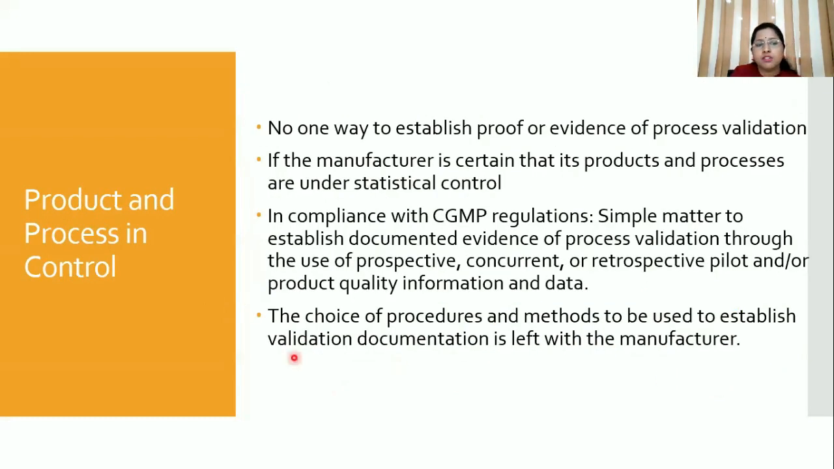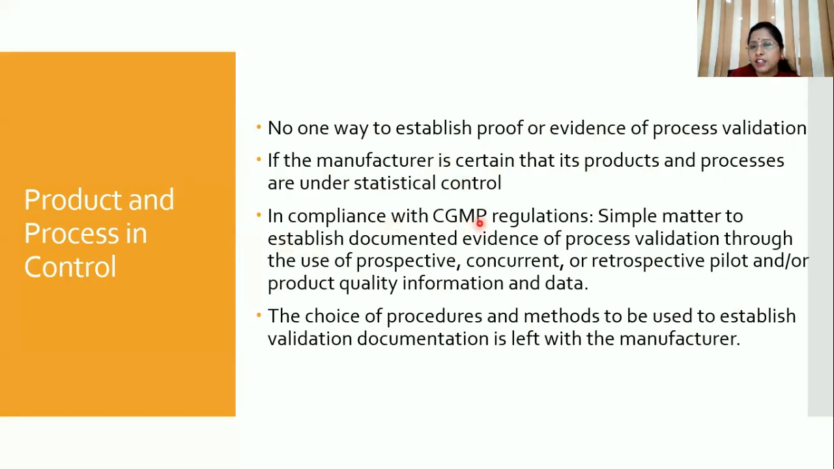Now, to confirm that the product and process are in control, we are performing this validation. There is no one way to establish the proof or evidence of process validation. There is not only one way to give the proof of evidence of process validation. We have to go through all of this. If the manufacturer is certain that its product and process are under statistical control, then only they can go for the validation and launch their product in the market.